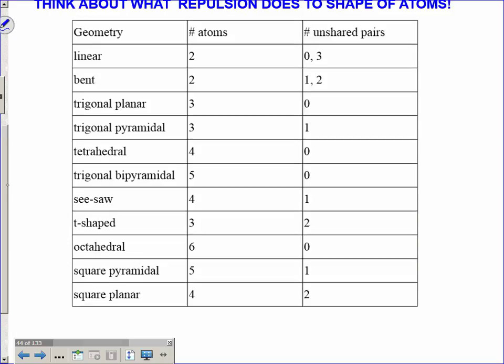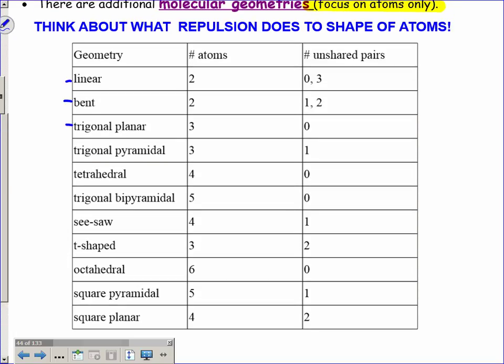So how many of these do we have? 1, 2, 3, 4, 5, 6, 7, 8, 9, 10, 11. Okay. So let's build. Then we'll talk about molecular polarity, because I think it makes sense to see them in front of you. Do not deconstruct until I have checked every single structure that you have built.